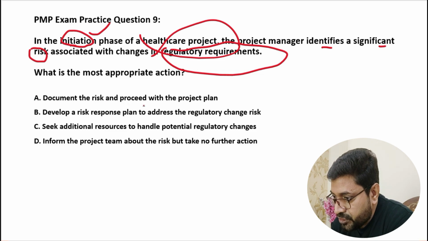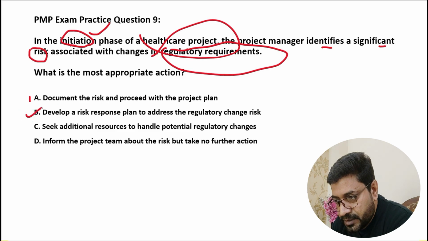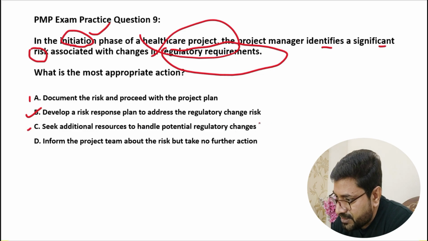Document the risk and proceed with the project plan. So if we do that, will that help? Well, not sure. Let's keep this option for now. Okay, we'll talk about it. Option B says develop a risk response plan to address the regulatory change risk. Okay, very good option to consider because we are in the initiation phase of the project. If we develop the risk response to address the regulatory change risk, we can take care of the problem, right? So this seems a very good option. C says seek additional resources to handle potential regulatory changes.